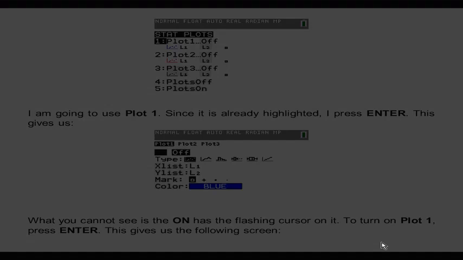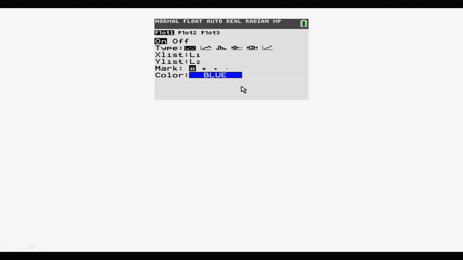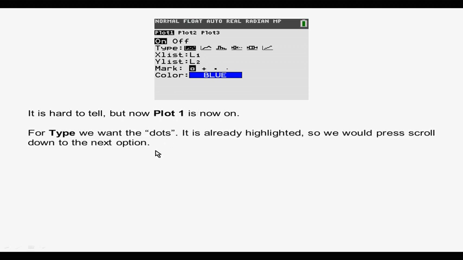So if I go back to this, I've turned it on. It's hard to tell, but now plot 1 is turned on. For the type of dot, we want the dots, and that's the first one. These two right here are called box and whisker plots, and we don't really care about using those because we're not a stat class. So it's already highlighted, so you're just going to scroll on down to the next option. If you want, you can just press enter.